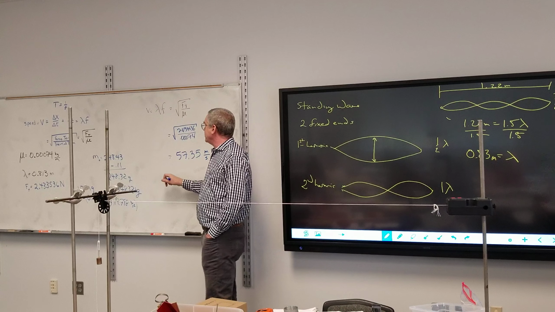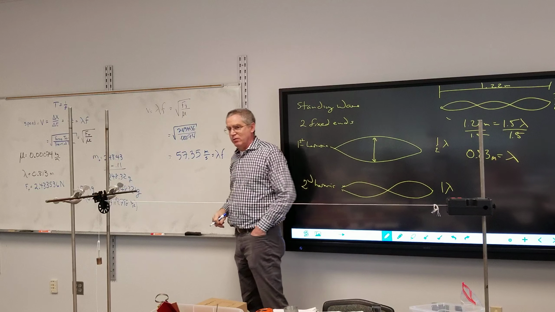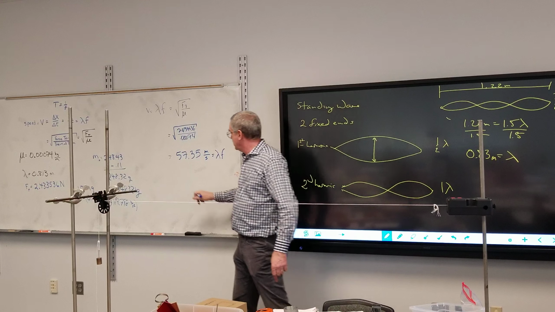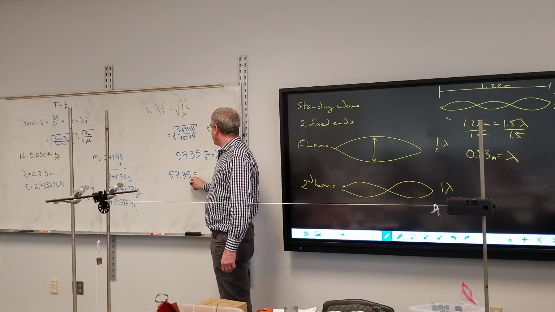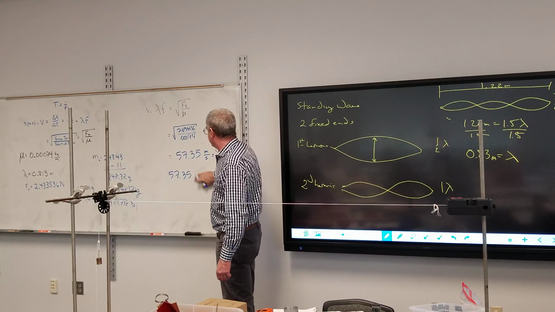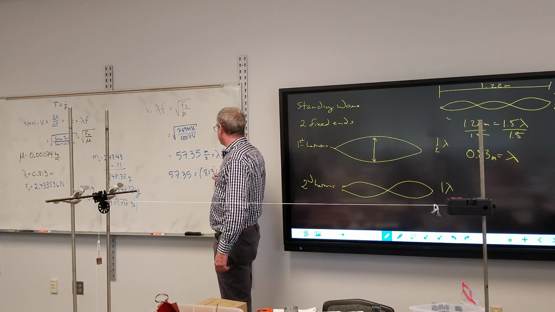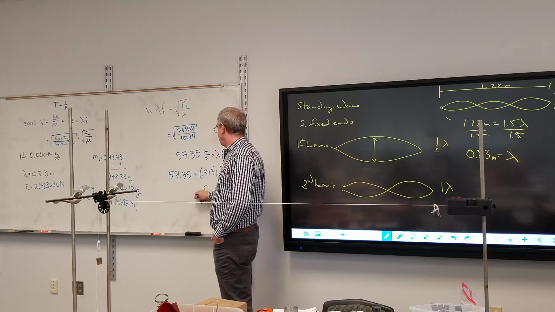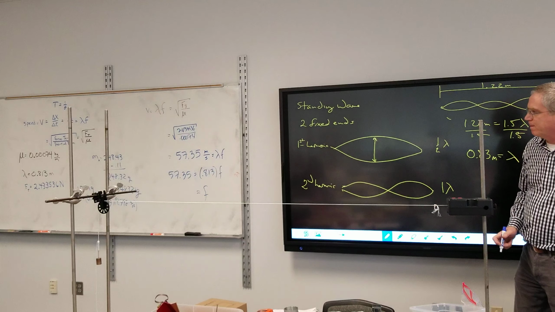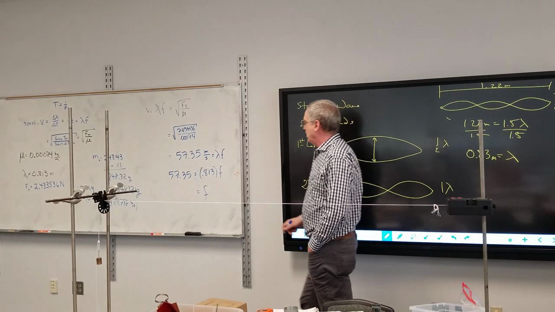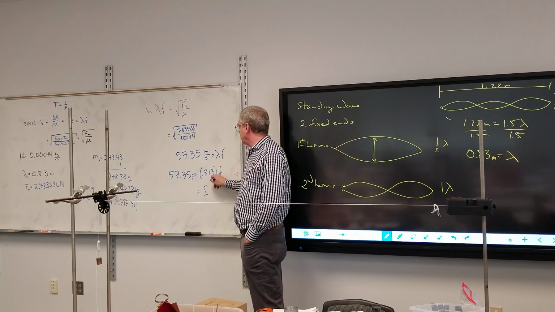I'm trying to find the frequency. I know that this number also equals the wavelength times the frequency. We've already found the wavelength over here. So I have 57.35 meters per second. That, we know what the units are, is equal to 0.813 times the frequency. Squeeze them in, that's meters per second, and that's meters.